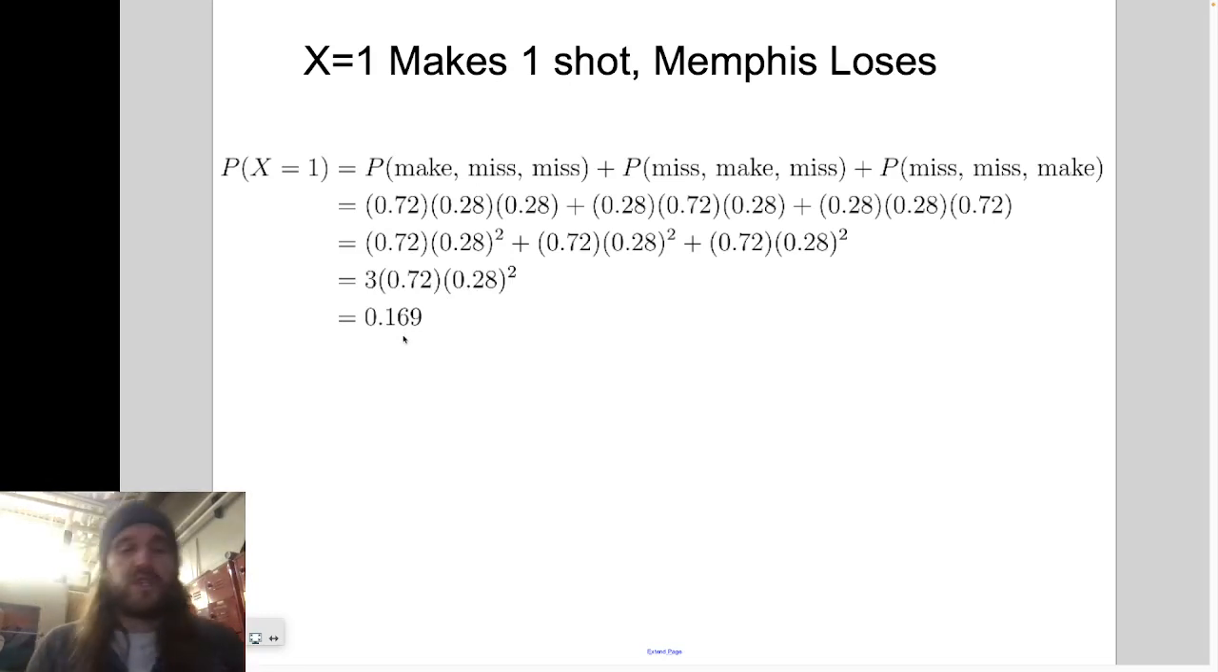0.169 rounded, which is 16.9%. So there is a 16.9% chance that he makes one. There's a 2% chance that he makes none, which means he's got a good chance here of either tying the game or winning for Memphis.